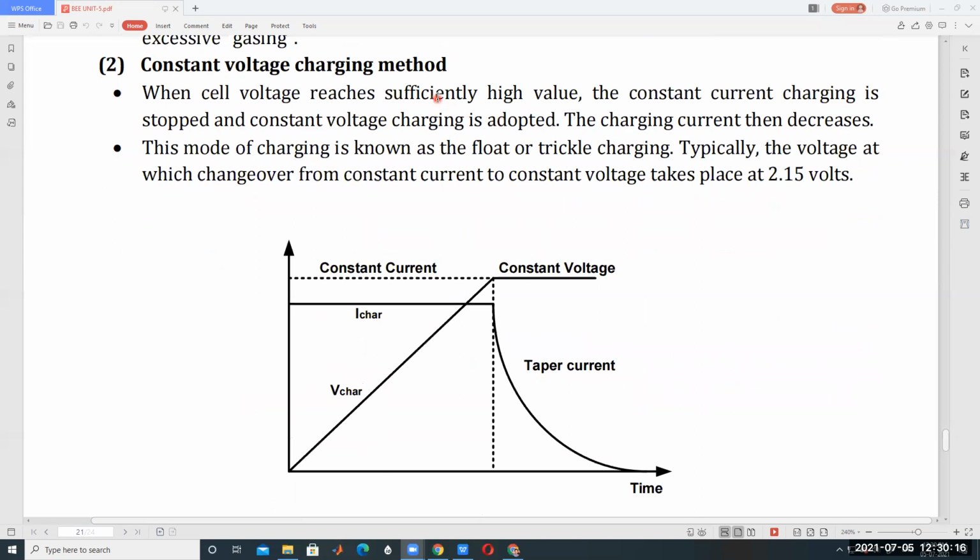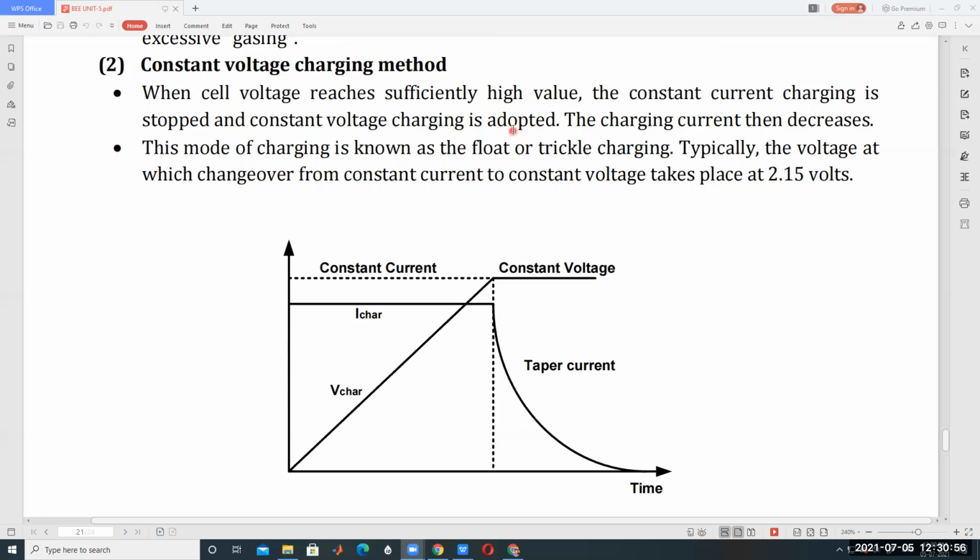That means by maintaining the constant voltage, we have to increase the current, and then charge the battery when the cell voltage reaches a sufficiently high value. The constant current charging is stopped and constant voltage charging is adopted. First, we charge the battery using the constant current method. When the cell voltage reaches a sufficiently high value, the constant current charging is stopped and constant voltage is adopted.